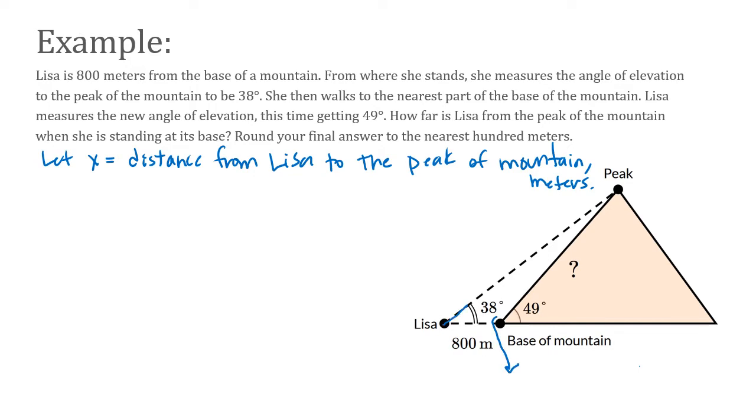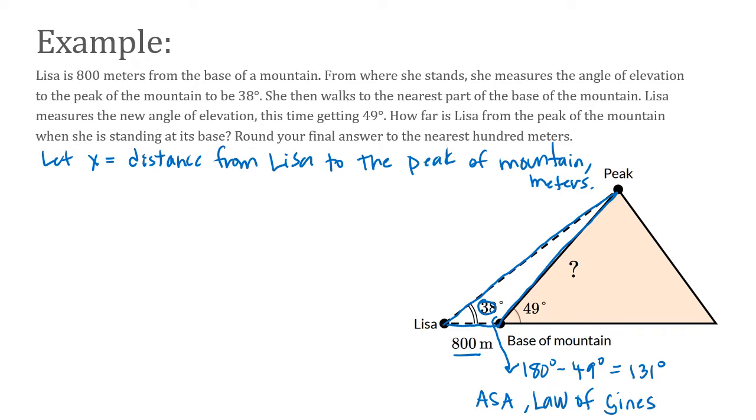we are looking at one little teeny weeny triangle that has an angle measure of 38, a side of 800, and an angle of, what is that angle measure? Well, that angle measure added to 49 degrees is half of a circle. So that angle measure at the base of the mountain is whatever 180 degrees minus 49 degrees is, and that is 131 degrees. So we now have an angle, a side, and an angle, and we know that means we can use the law of sines.